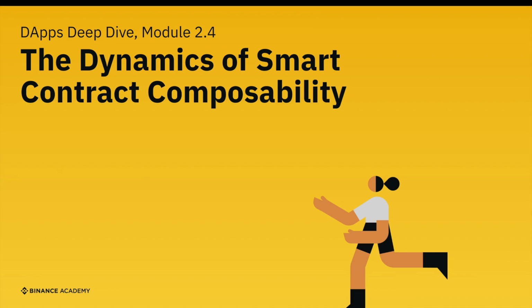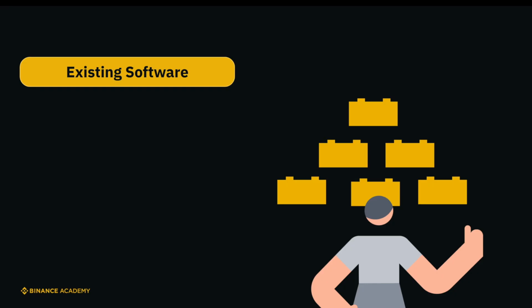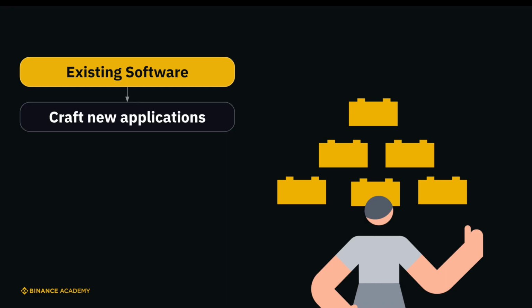Welcome to Module 2.4, where we'll dive deep into the intricacies of smart contract composability and its pivotal role in DApps, DeFi, and the broader cryptocurrency landscape. Composability sounds complicated, but the concept is actually quite simple. Think of it as using existing software pieces, much like Lego blocks, to craft new applications.